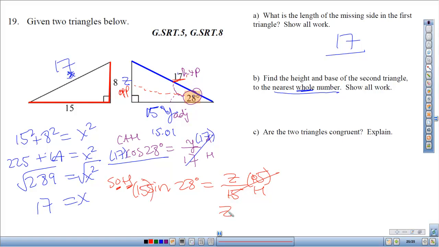Those cancel, and z will equal, grab our calculator again, 15, no, my bad, I should have written 17. Glad I caught that. So it's 17 times the sine of a 28-degree angle, and that comes out to be 7.98. And if I round this off to the nearest whole, that 9 will move this up to 8. So this side is 8 right here. Okay, so my height came out to be 8, and my base came out to be 15. And I showed all my work.